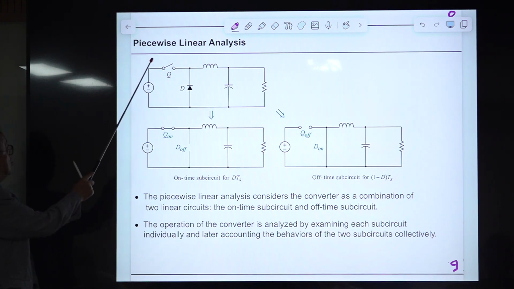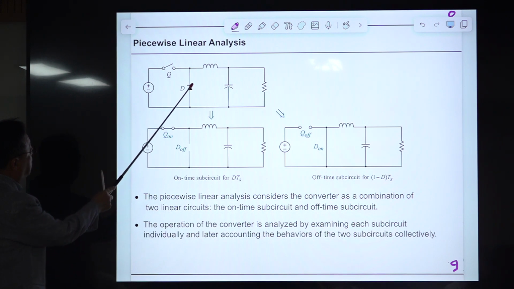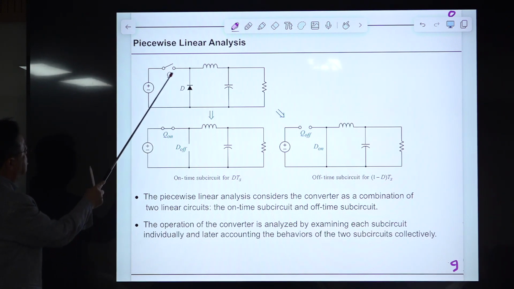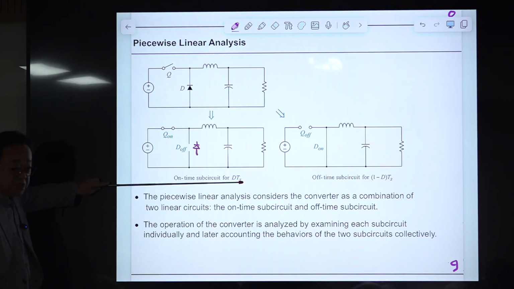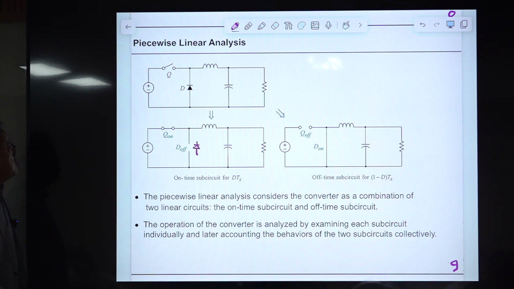So when the switch is connected, this is a reverse bias. So that configuration is this one. So this diode is turned off. So I'll be using this. The diode is turned off, and this is reduced to this. This is the on-time sub-circuit. This is called the on-time sub-circuit, which is effective during this time period. The reason for this name is so obvious.